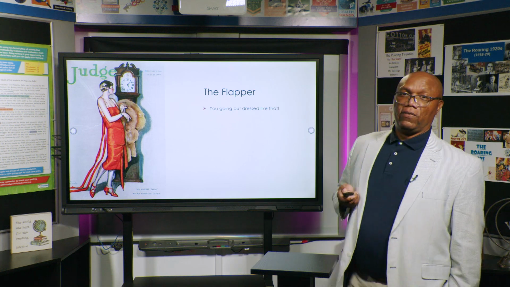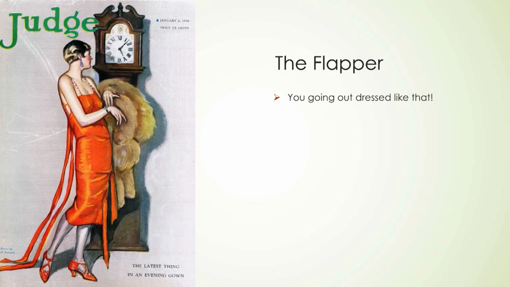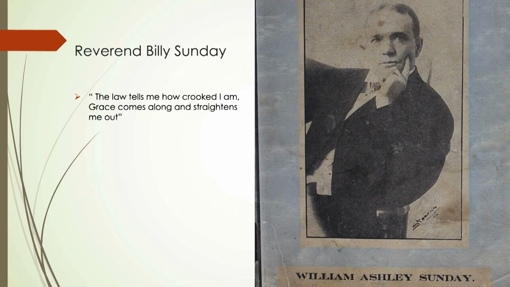Here's a picture of the flapper, the image, and you notice on the caption it says, "You going out dressed like that?" Well, before the 1920s, no right-thinking woman would be out, of course, with her shoulders out and her dress at her knees. Come on now. So in the 1920s, we're looking at a different type of woman.